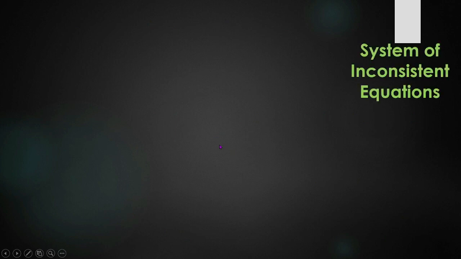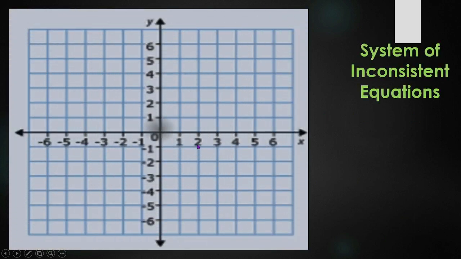Now let us illustrate the graph of a system of inconsistent equations. So again, we have the Cartesian coordinate plane. This is the point that contains the x-intercept of the first equation, and this point here contains the y-intercept of the first equation. We draw a line connecting these 2 points, and this line is the graph of the equation 4x plus 2y equals 8.